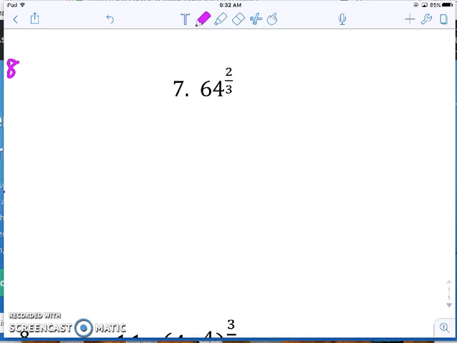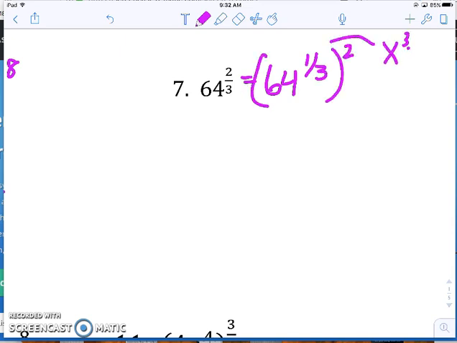And number 7 here, 64 to the 1/3 squared. So we're thinking what number cubed gives us 64? So that's 4 in parentheses, and 4 squared is 16.